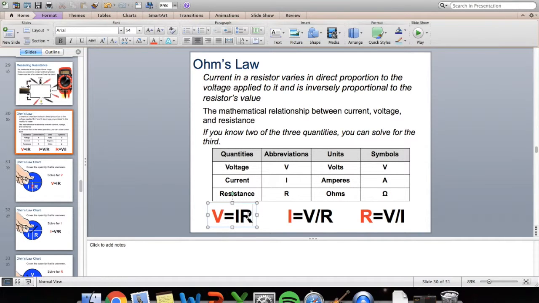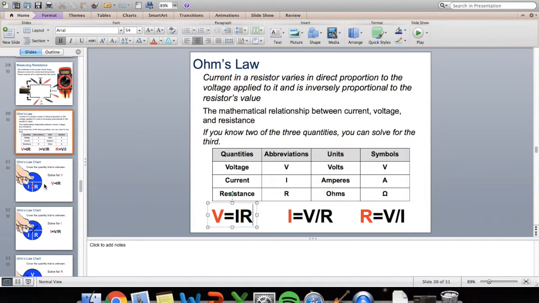Now, why do we use I for current instead of A? That's a mystery to me. I don't know. If I were developing the system to make it easy for people to use, I'd probably use A. But we use I, so that's the way it's got to be.